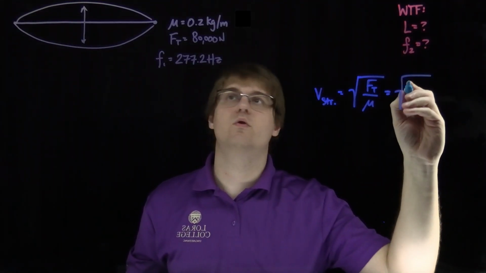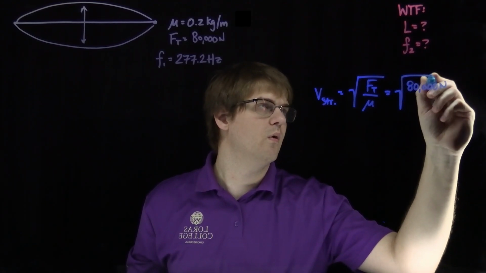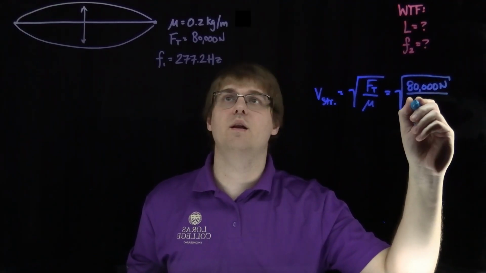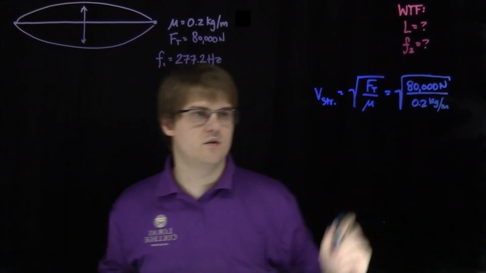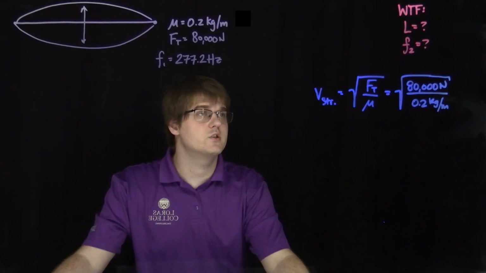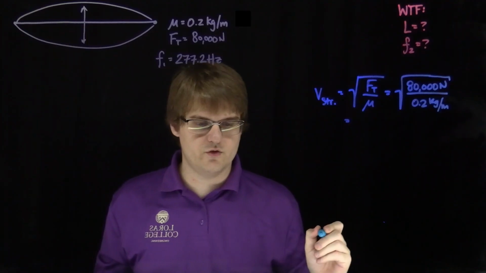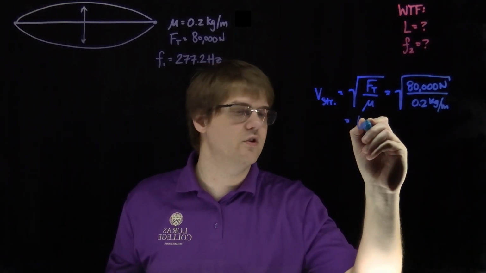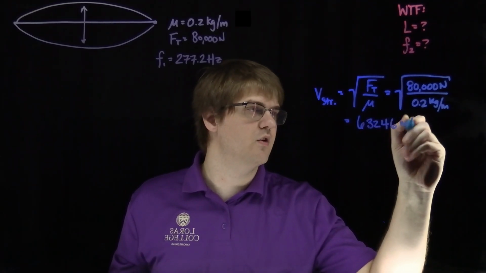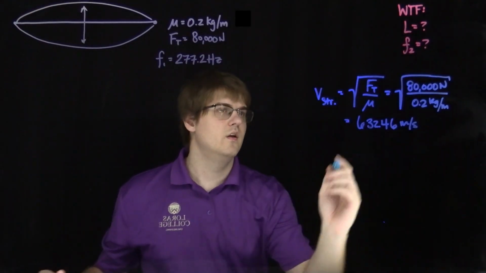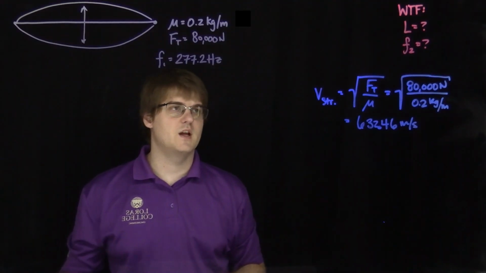So we've got the square root of 80,000 newtons, 80 kilonewtons, divided by 0.2 kilograms per meter. So they really have this thing stretched pretty taut. And that gives us the velocity of the wave along the string equal to 632.46 meters per second. There is a decimal point in there that I don't think shows up great, but that's our first step.